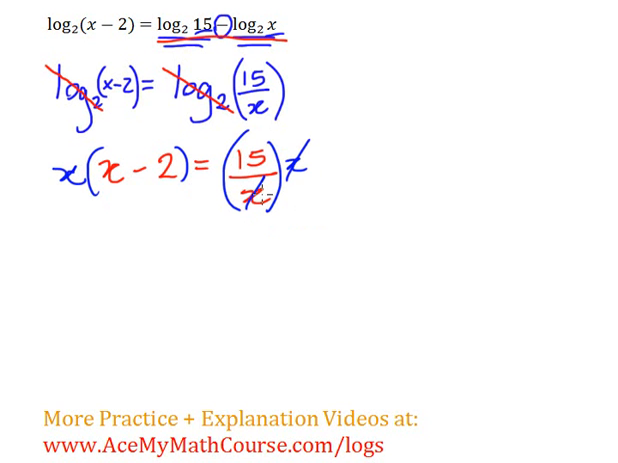These x's cancel out, they go away. Over on this side, I can distribute the x. x times x, x squared. x times negative 2, negative 2x. And that's just equal to 15.